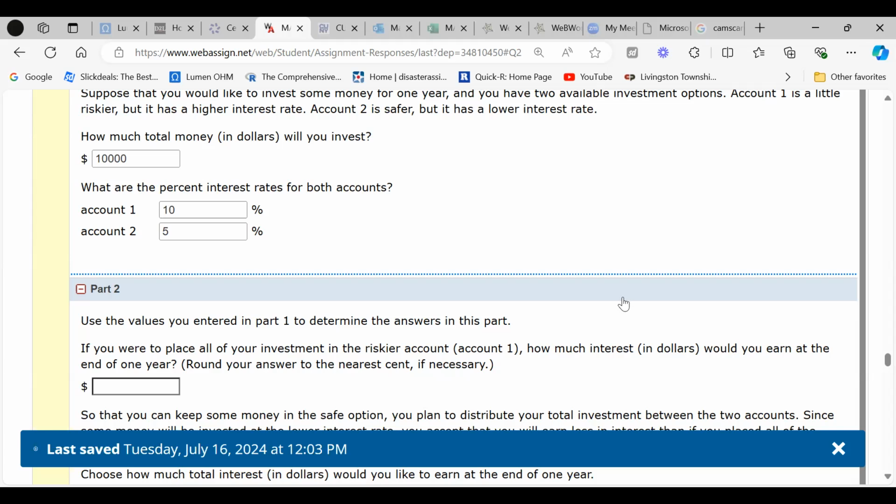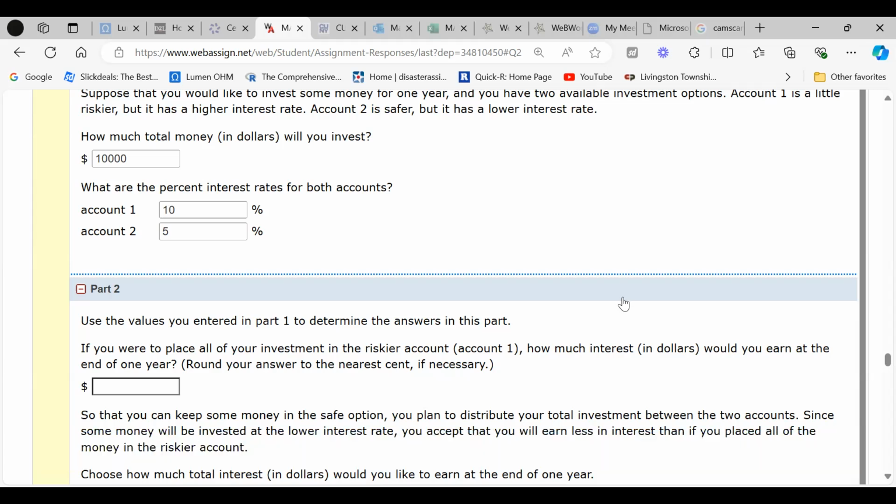Use the values you entered in part A1 to determine the answer in this part. If you were to place all of the investment in a risky account, how much interest would you earn at the end of the year, 1 year? Anybody have a suggestion? So put all $10,000 into the riskier, 10% account. How much interest do you earn at the end of year one?